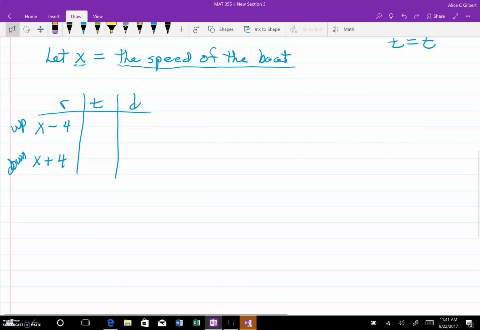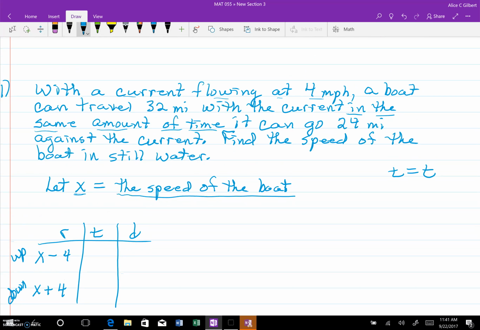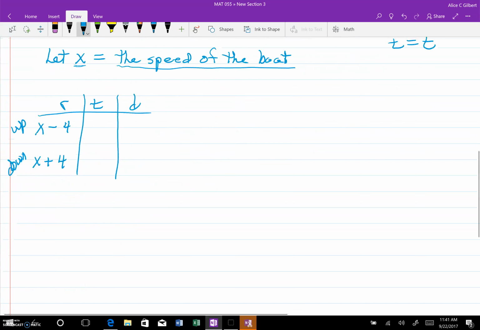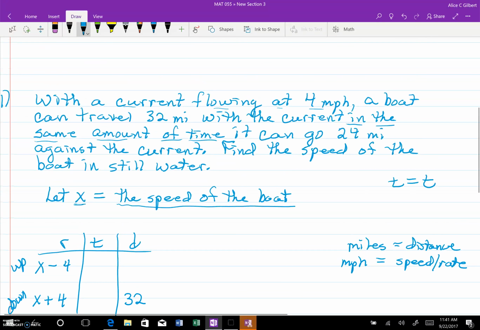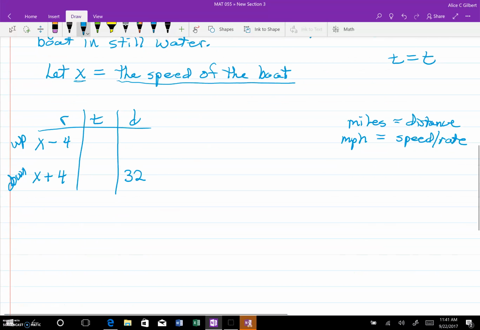Then I look at this and it says a boat can travel 32 miles with the current. Well, that means going downstream. And 32 miles is distance. Miles is distance. Miles per hour is speed or rate. And then it also says it can go 24 miles against the current. Against means upstream, and so that's 24.